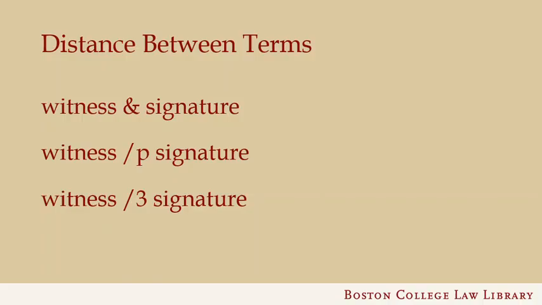What's the ideal distance between search terms? It really depends. If you're looking for any case that mentions a witness and a signature, use the AND connector. And if you're looking for cases that discuss a witness's testimony and talk about that witness's signature, maybe the same sentence or same paragraph connector might be more useful in eliminating irrelevant cases. If you're looking for something about a witness to a signature, it might be best to have it within a few words.